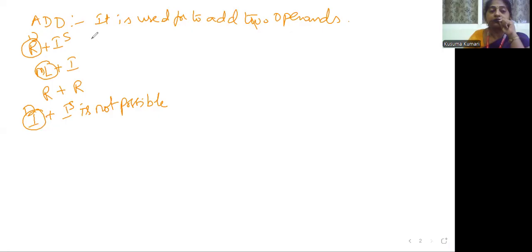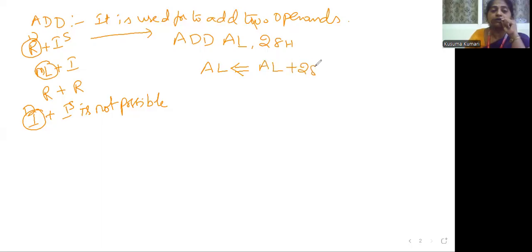So for this, what is the instruction? ADD AL comma, for example, 28 hexa. ADD AL, 28H means the number 28 is added with the AL register contents, and the result is stored in AL. AL plus 28 hexadecimal number. This is a hexadecimal number, that is the immediate number.